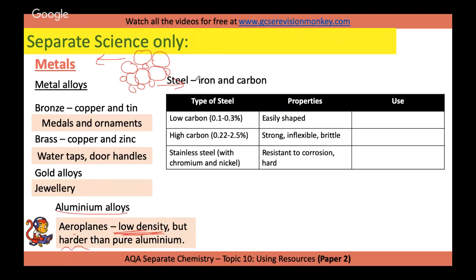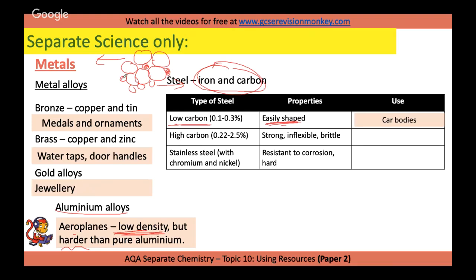An important alloy is steel. Steel is an alloy of a metal and a non-metal, so iron and carbon. Here are our different examples. Low carbon steel has just a small percentage of carbon in there, so maybe the layers are less disrupted. That is still easily shaped, so it will be used for things like car bodies and things that you want to make into unusual shapes.